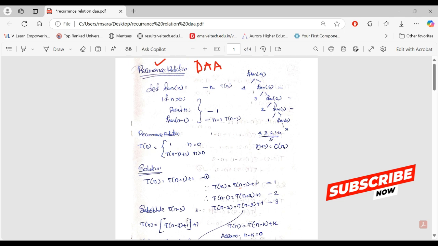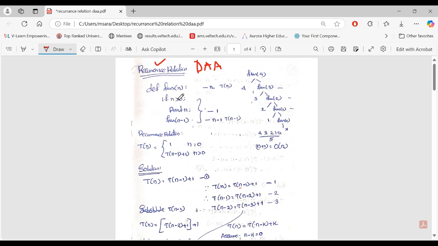Very good morning, students. Today, I'm going to discuss design and analysis of algorithms. The topic is all about the mathematical equation for recurrence relations. Okay, recurrence relations. The first one is an algorithm, the definition of the function of n.